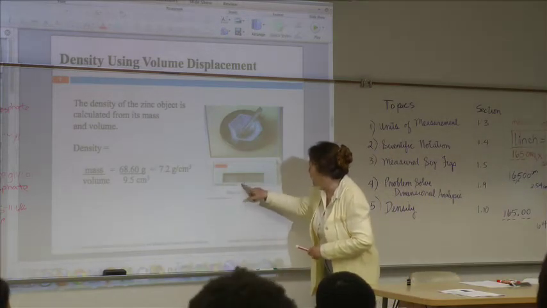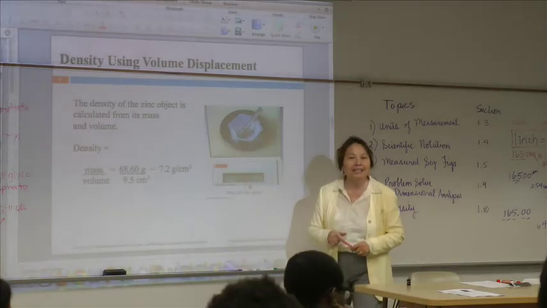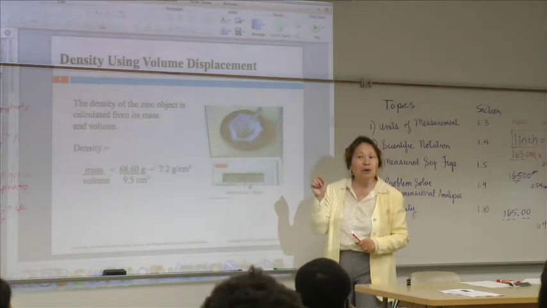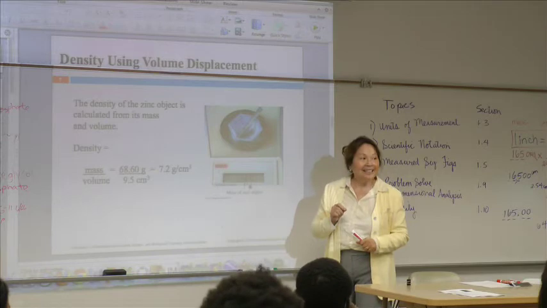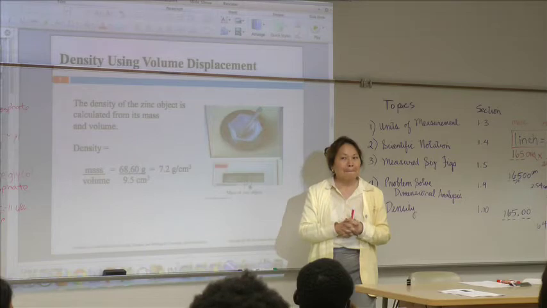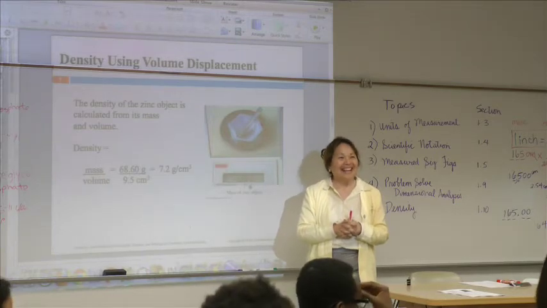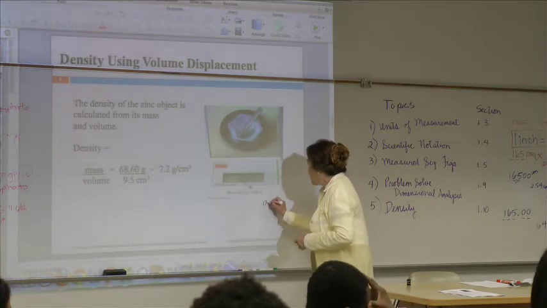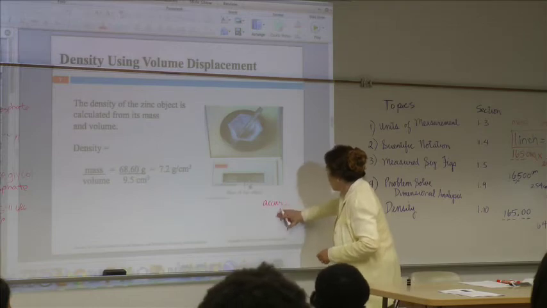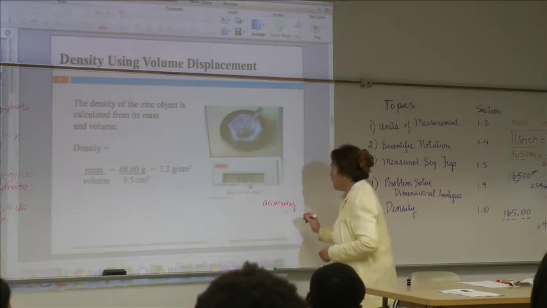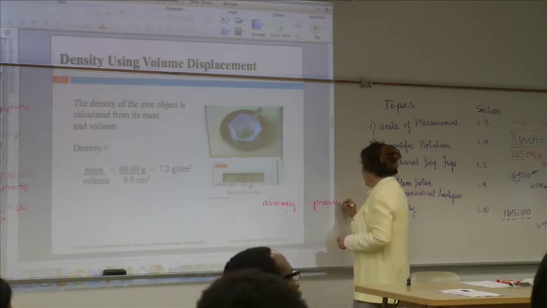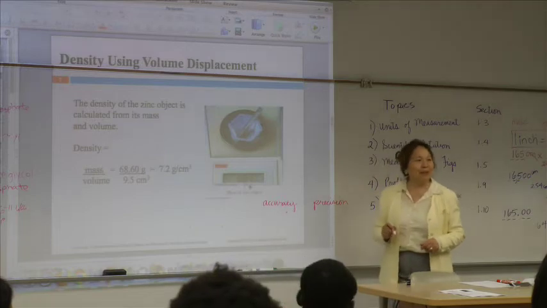This balance says the mass of the zinc is 68.60. But you notice our balance yesterday was reading to the 0.005, right? So how many know the difference between accuracy and precision? Accuracy and precision. What was the example I used yesterday?